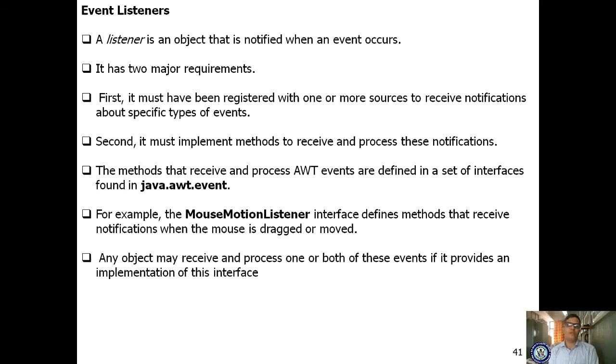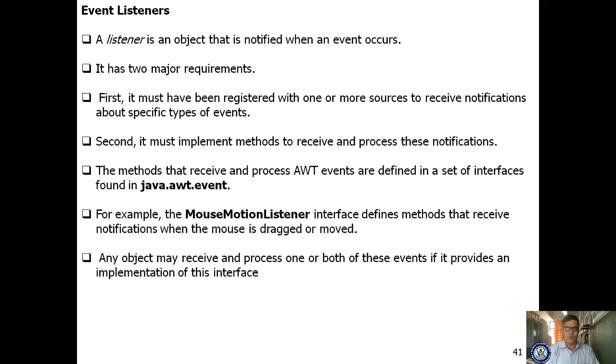It has two major requirements. What are the two major requirements? First, it must have been registered with one or more sources to receive notification about a specific type of event. So these listeners must register themselves with one or more sources to receive that notification. To get the notification, it must register. If it is not registered, then it won't get the notifications about the specific type of event.